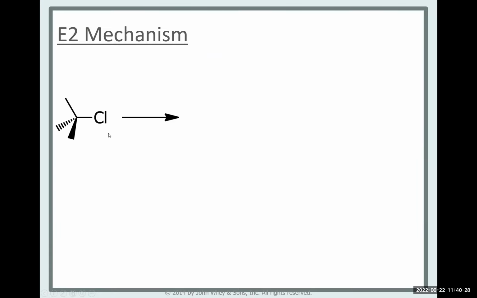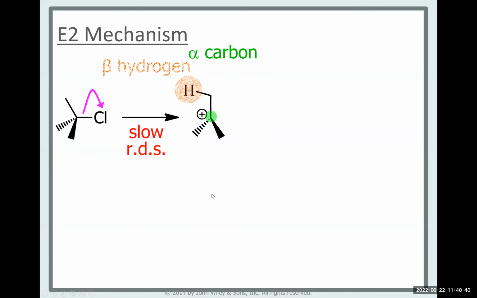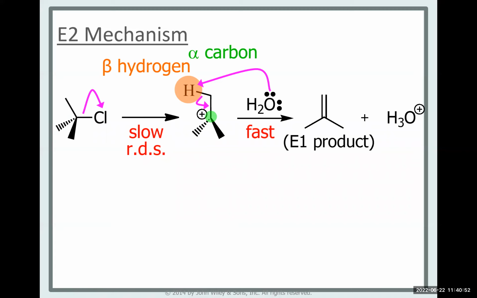Again, this should say E1 mechanism. So the leaving group leaves. This is slow. This is the rate determining step. You get your carbocation, exactly the same as our last one, as our SN1. If it undergoes an E1 mechanism, the beta hydrogen is abstracted. The double bond is formed to fill in that carbocation. And that happens much more quickly, and you get your E1 product.